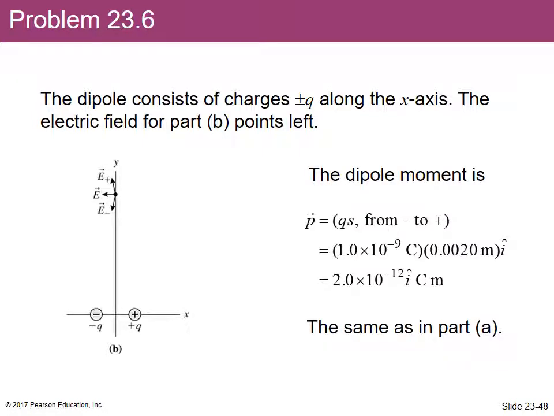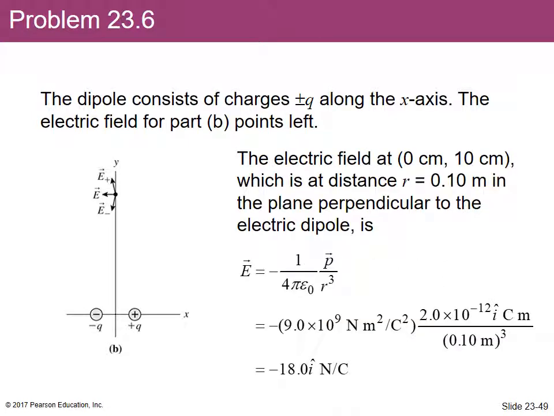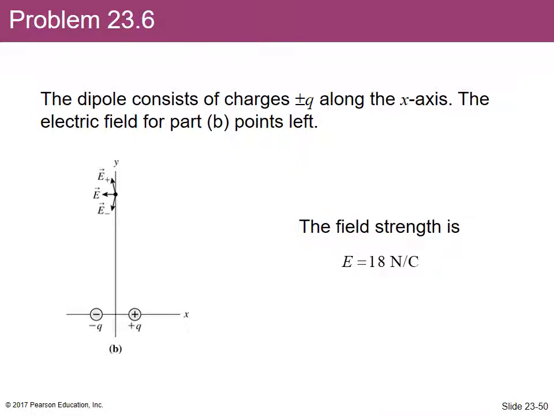The dipole moment is 2 times 10 to the minus 12 coulomb meters to the right, the same as in part A. The electric field at 0 centimeters, 10 centimeters, which is at a distance of 0.1 meters, is in a plane perpendicular to the electric dipole, and is 18 newtons per coulomb to the left. The field strength then is 18 newtons per coulomb.